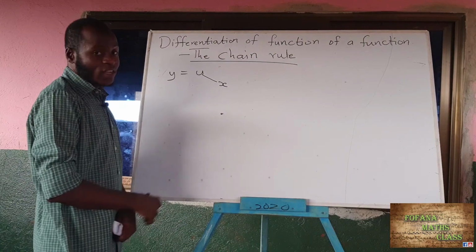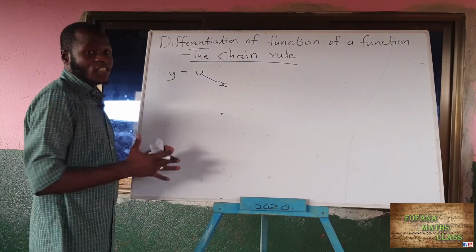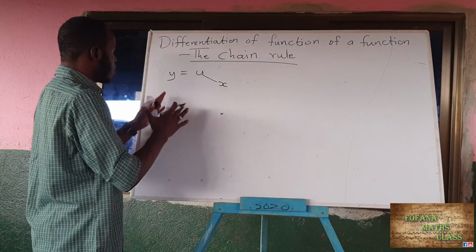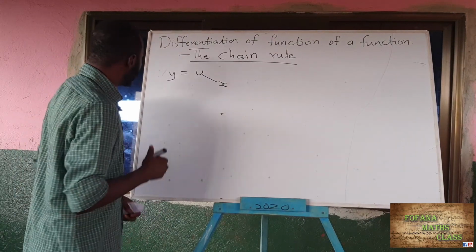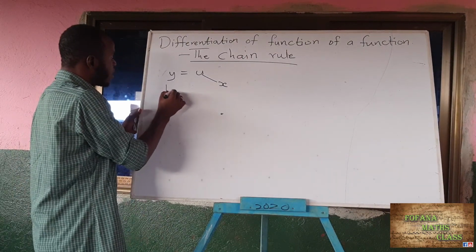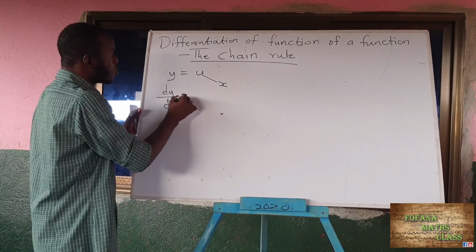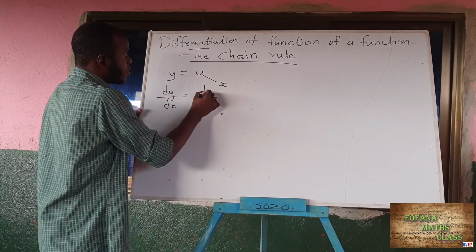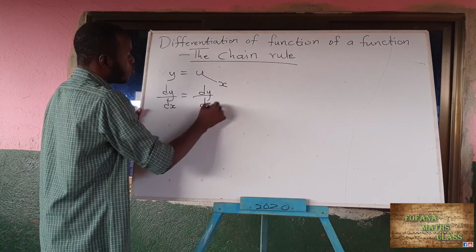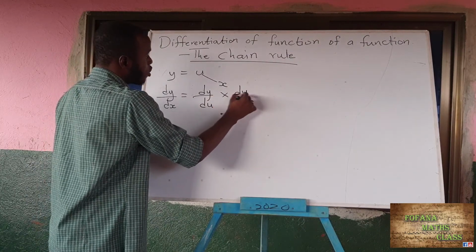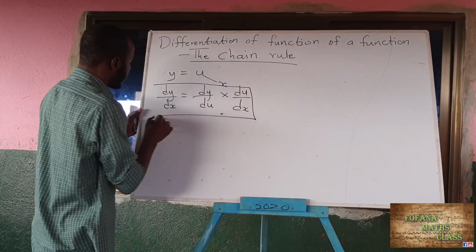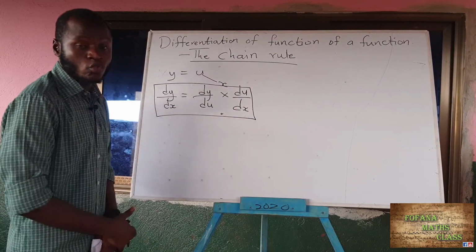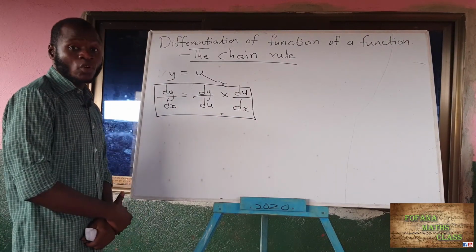A function of a function. With those kinds of functions, what we use to resolve them is the chain rule. The chain rule says that dy/dx is equal to dy/du times du/dx. So if you have a function of a function, this is the formula that we use to differentiate that particular function of a function.